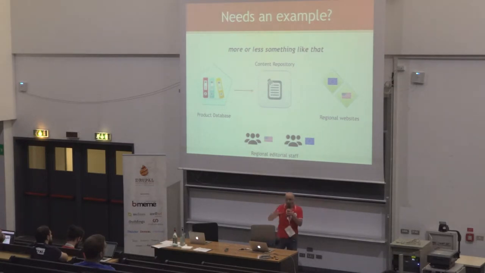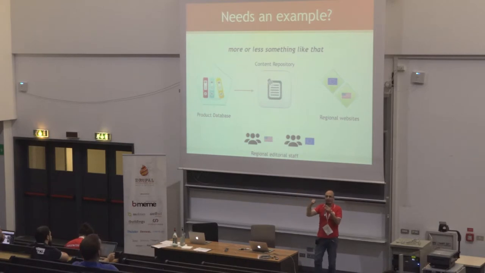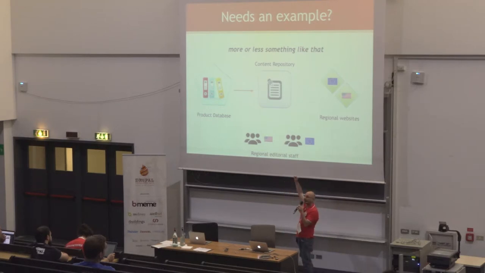The product database exposes information via web services, obviously, to the content repository, which could retrieve data from this source and probably from other sources, and make it available in the content repository to be enriched at a second moment. The American regional editorial staff could use the information retrieved from the product database, collect it, and enrich it with new images, prizes, why not, visual, emotional content. And the content repository could collect contents that are ready to be published on the right front end.